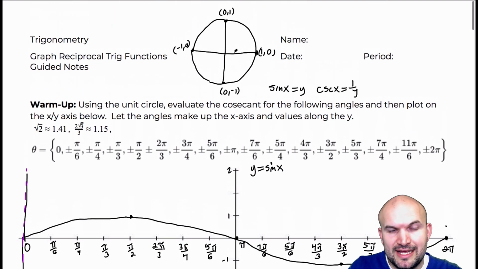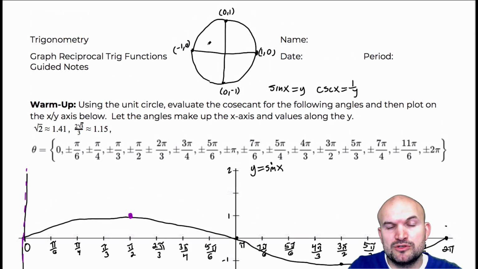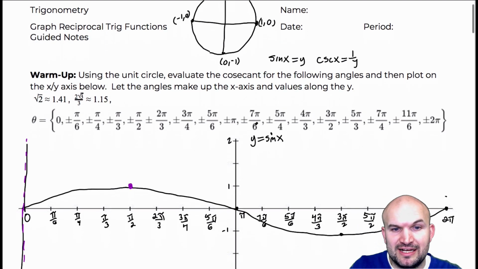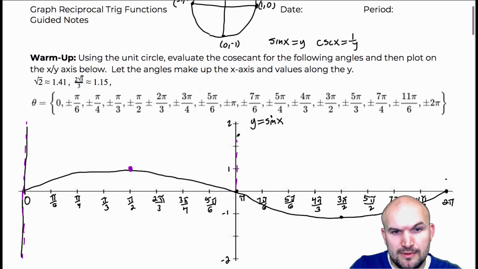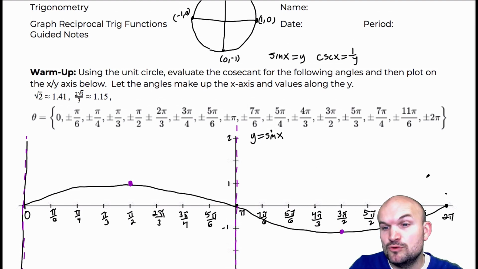Now let's go to our next angle, pi halves. When we do 1 over 1 here, we're just going to get 1. So that is a shared point. When we go to pi, that's again 1 over 0, an undefined value. So again, we have an asymptote at pi. Then when we go to 3 pi over 2, that is 1 over negative 1, so we have a shared point there. And then at 2 pi, it takes us back to 1 over 0, so that's going to be another vertical asymptote.